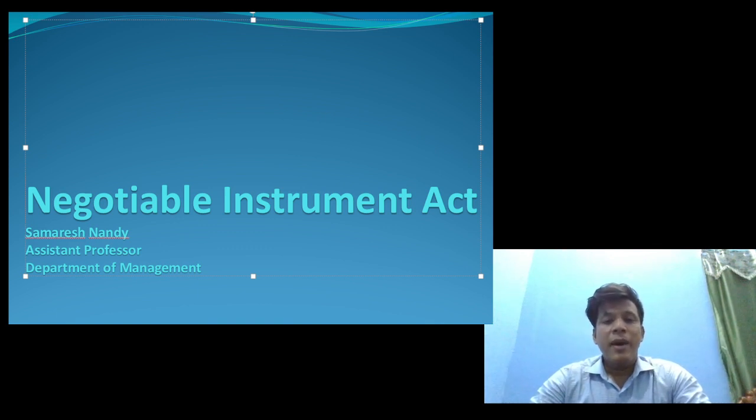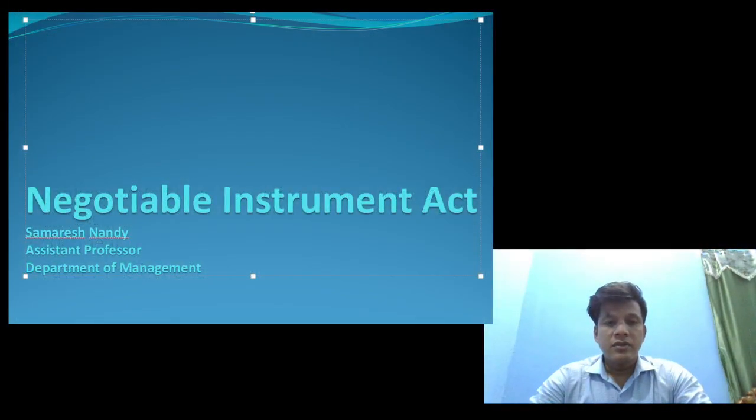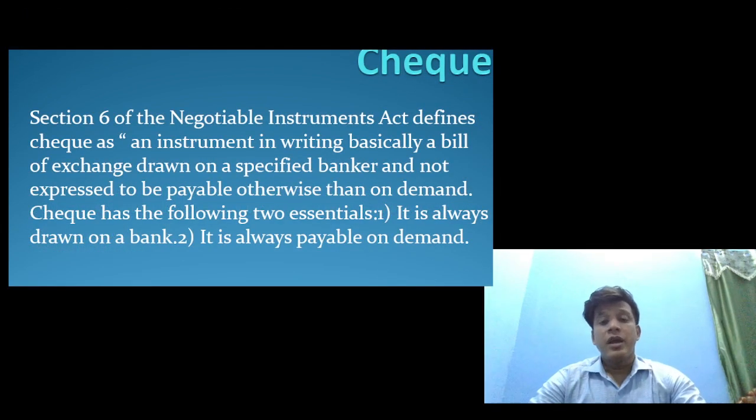So today, as a part of the Negotiable Instrument Act, we are going to discuss the check. The check has been mentioned in Section 6 of the Negotiable Instrument Act, which defines it as an instrument in writing, but it must be drawn on a specified banker, and it is always payable on demand. The term check is synonymous with promissory note and bill of exchange, but it has two additional conditions. One is that it is always drawn on a bank, and the other is that it is always payable on demand.